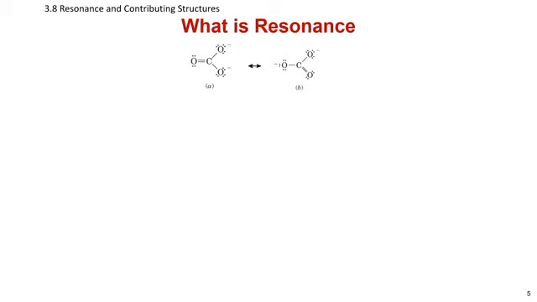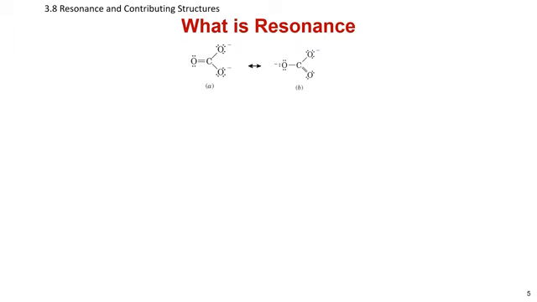Can you look at it? What is the difference between these two structures? The double bond is in a different carbon-oxygen bond. It's here, it's there. Therefore, there's a problem. You can write a third one also, with the double bond in another place.